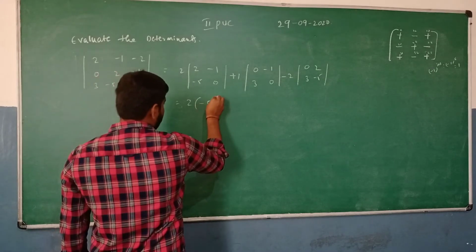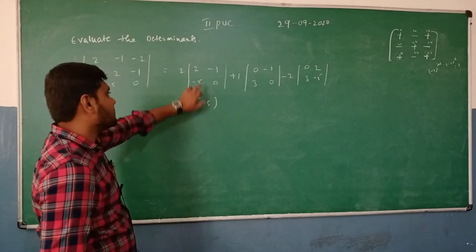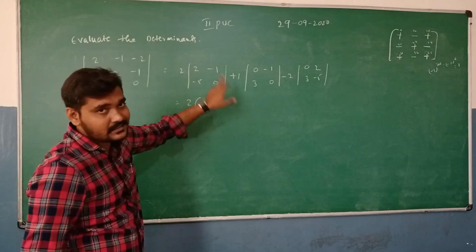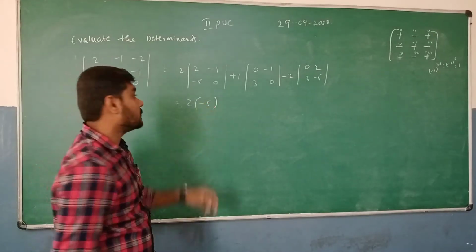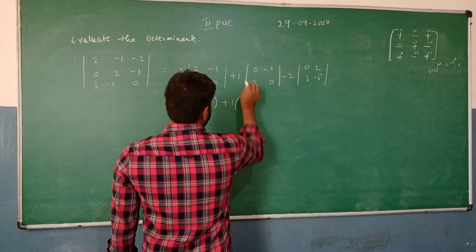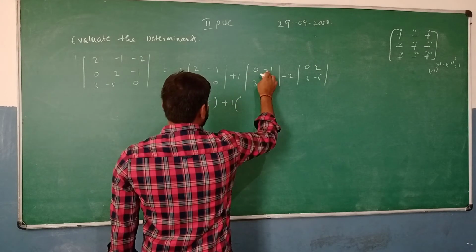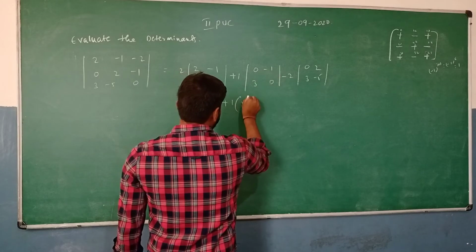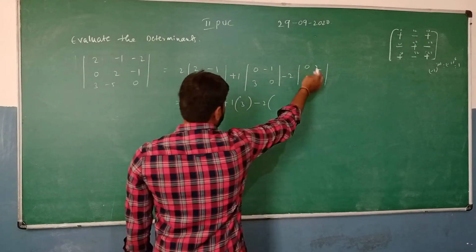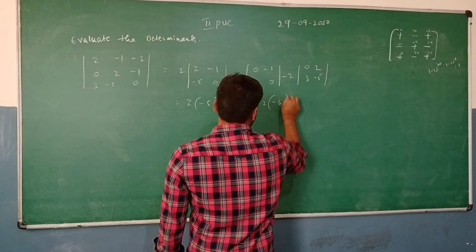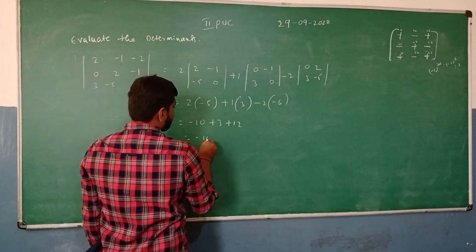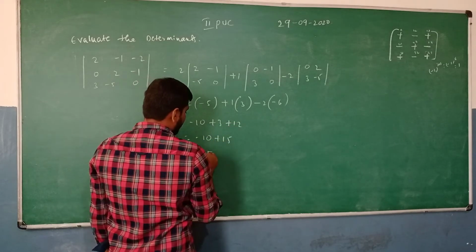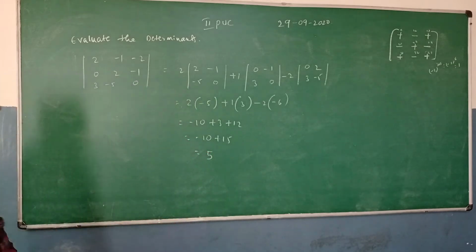So minus 5. Okay, so we will understand what comes. 2 into 0 is 0, and minus 5 into minus 1, that's going to be plus 5 into minus 1, that's going to be minus 5. Then plus 1 into 0 into 0 is 0, and 3 into minus 1 that's going to be minus 3, so minus into minus that's going to be plus 3. Here minus 2 into 0 into minus 5 that's going to be 0, so minus 6. So here it is minus 10 plus 3, so plus 12, so minus 10 plus 15, that's going to be plus 5. So the required value of the given determinant is going to be 5.